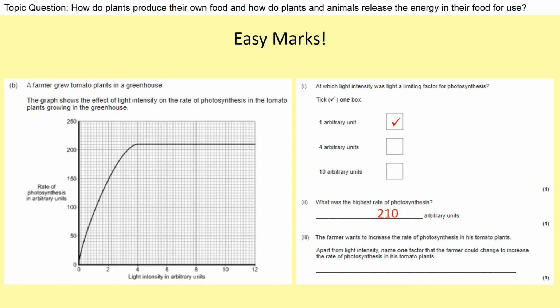And then the farmer wanted to increase the rate of photosynthesis. Other than light intensity, what could he change? So other than light intensity, what are our other limiting factors? Temperature or carbon dioxide. If you've got either of those, then you would get that mark. We couldn't have chlorophyll here because the farmer wouldn't be able to change the amount of chlorophyll his plants have. That isn't something that he can do. He could choose to plant plants with more chlorophyll, but he couldn't give more chlorophyll to the plants that he already has.